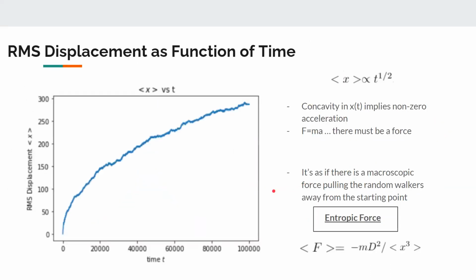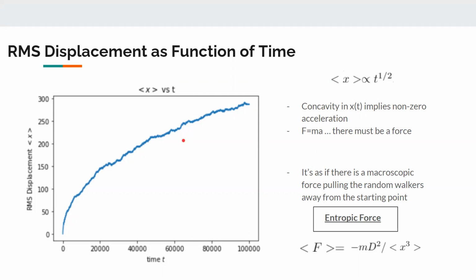And so what happens if we plot the RMS displacement, or the standard deviation, as a function of time? We get that the RMS displacement goes by the square root of time, given by this formula here and by the graph. But if we analyze this as a position versus time graph of an ordinary Newtonian particle, from Newtonian physics, we could say, hey, this graph has concavity, meaning that we have a non-zero second derivative in x. So this implies there must be an acceleration.